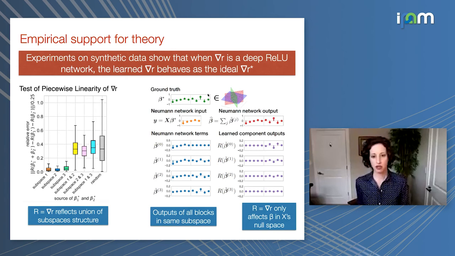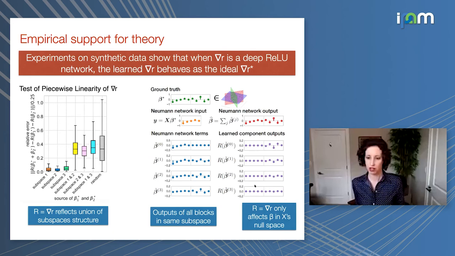And so what we can do is look at the output of all of the different blocks. And what we can see is that the outputs of the blocks essentially all correspond to the same subspace, like the theory predicted. And when we look at the learned components of the outputs, they are only affecting our estimate in the null space, which corresponds to the last 4 entries, because we only observe the first 4 entries.